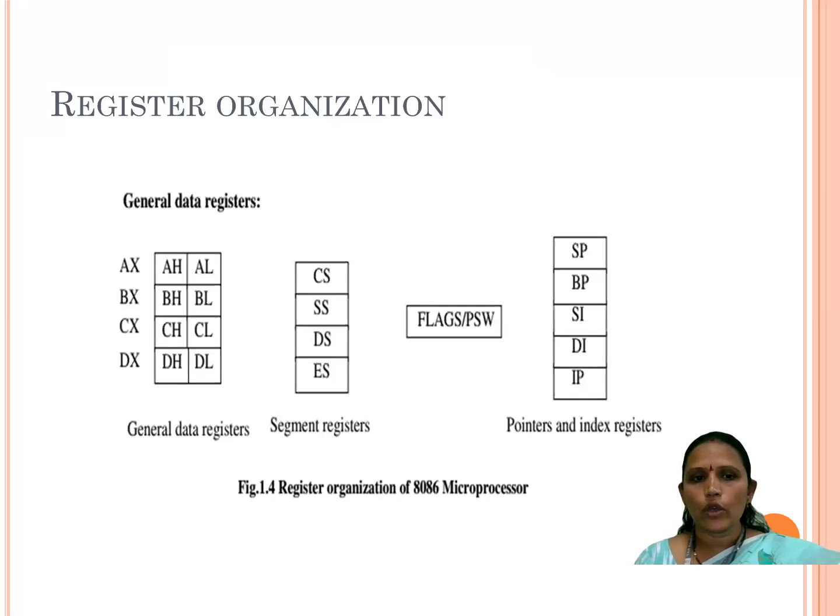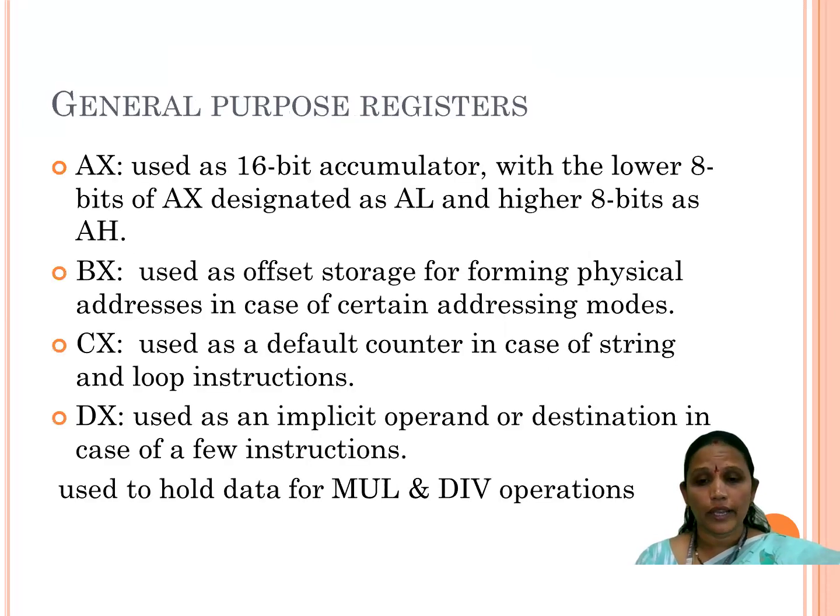So how many are there? It consists of a total of 14 16-bit registers in the 8086 microprocessor. Simply, we can divide them into the general purpose registers, segment registers, pointer registers, and index registers. Next, in detail, we can see all these types of registers.